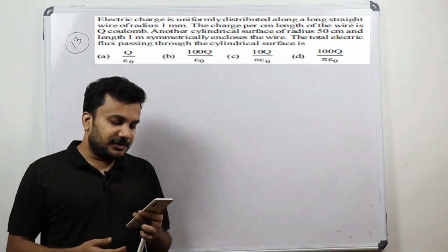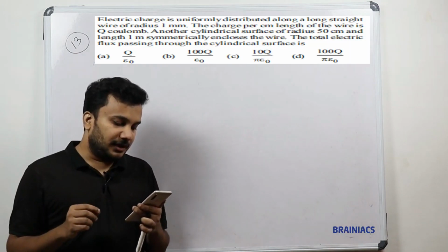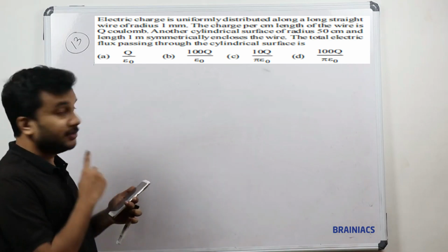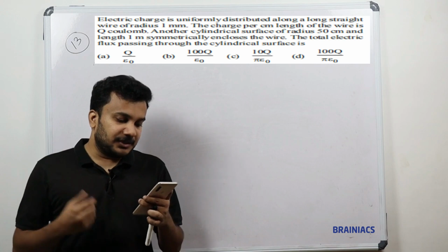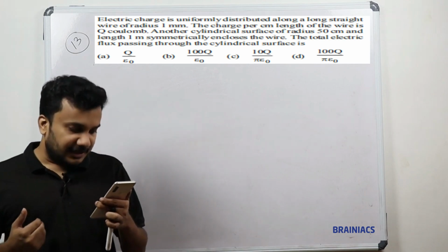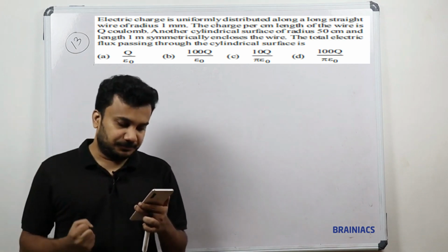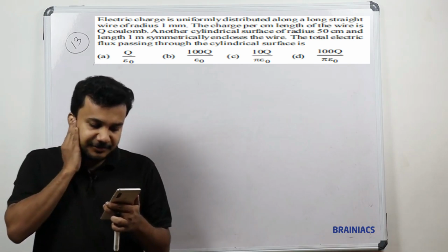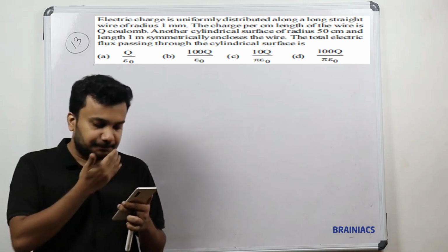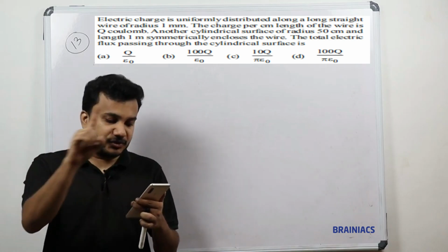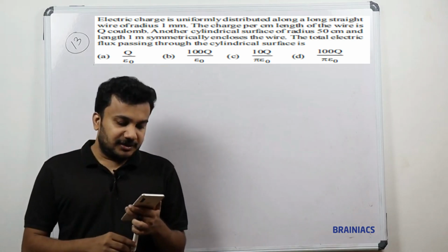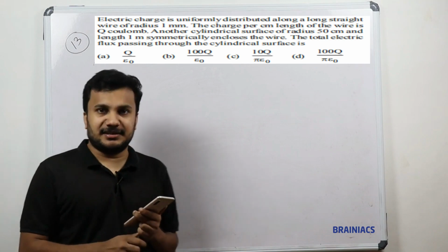Electric charge uniformly distributed along a long straight wire. 13th question: a long straight wire of radius 1 millimeter, charge per centimeter length of the wire is q coulomb. Another cylindrical surface of radius 50 centimeter and length 1 meter symmetrically encloses the wire. The total electric flux passing through the cylindrical surface will be.